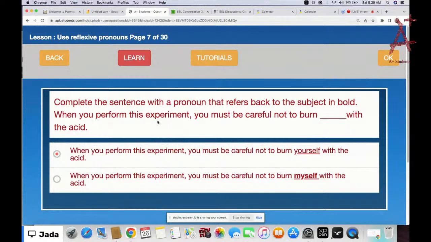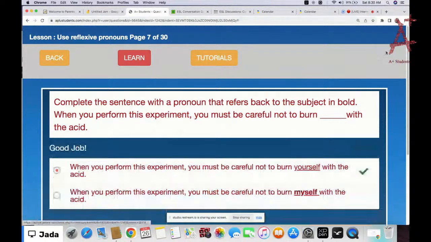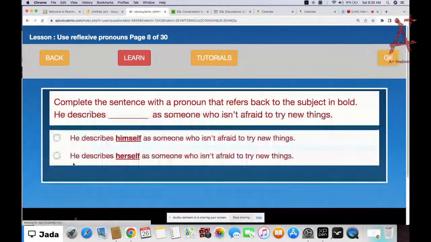So when you perform this experiment, you must be careful not to burn dash with the acid. Careful not to burn what? Yourself or self? Okay. All right, so let's answer this one as the last question and then we'll move on to the other lesson. Okay. He describes dash as someone who isn't afraid to try new things. So he describes himself or herself? What is it here? Himself.